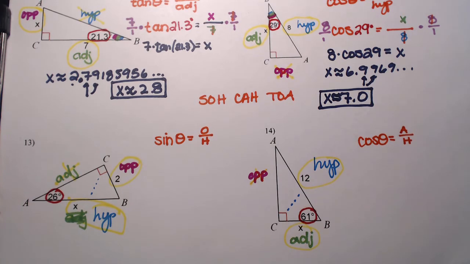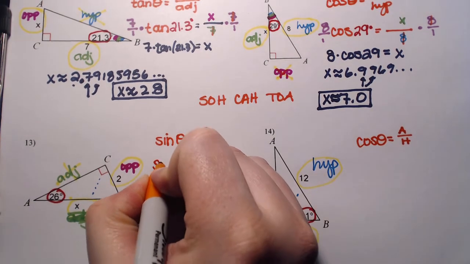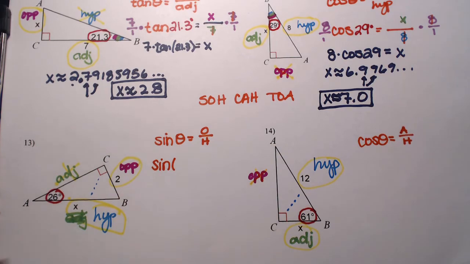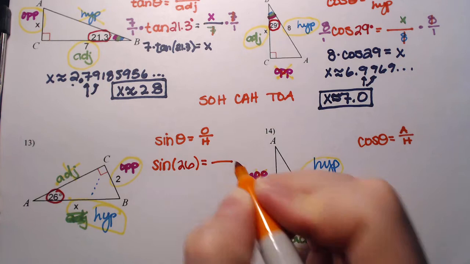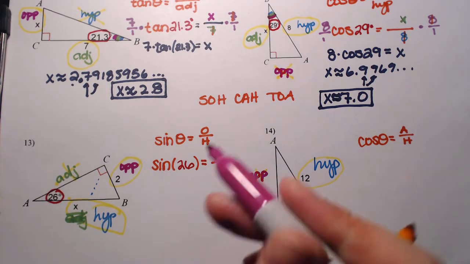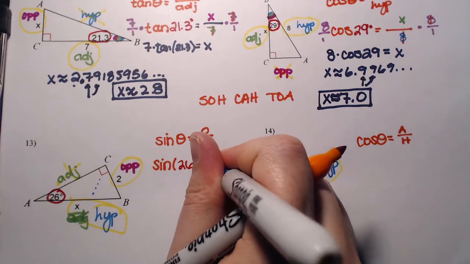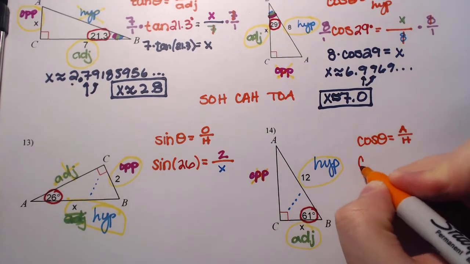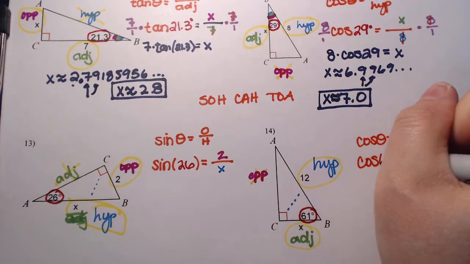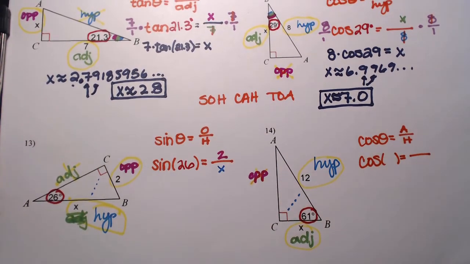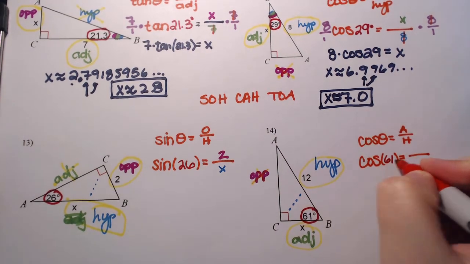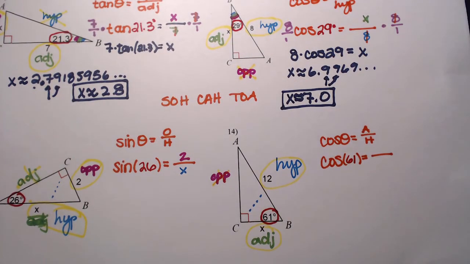And then I'm going to fill in the information I have. So I have sine of an angle, which in this case is 26, equals the opposite side over the hypotenuse. And on this one, I have cosine of my angle, and the adjacent side over here is x, and the hypotenuse is 12.